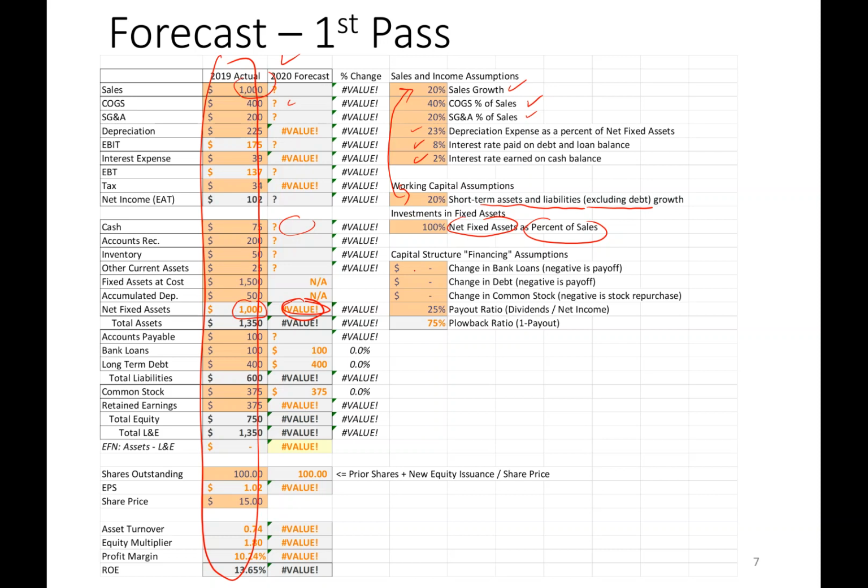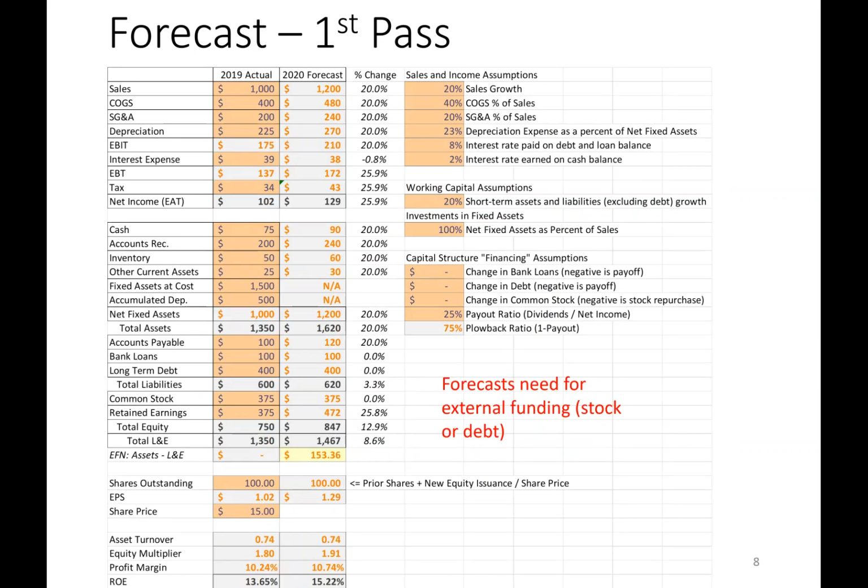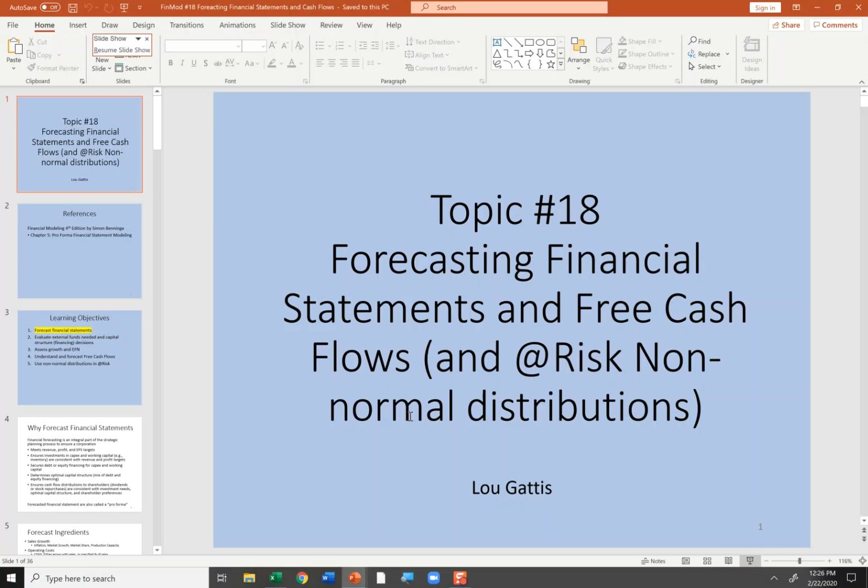And then for our first pass, we're going to assume no change in bank loan, no change in debt, no change in common stock. And then as far as our dividend payout policy, we're going to pay out 25% of our net income as a dividend. The remaining 75% is plowed back into the firm, which goes into retained earnings, which is a source of financing for our assets. So let's go ahead and forecast our financial statements. I'll switch over to the Excel sheet.